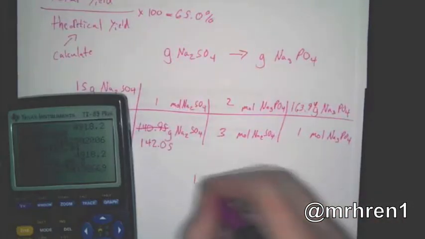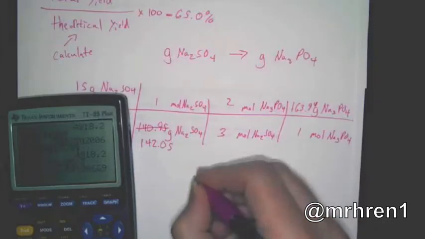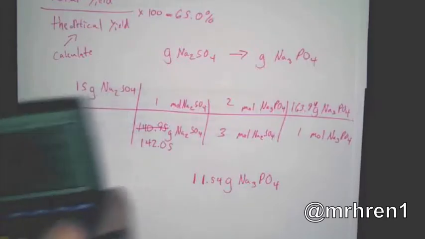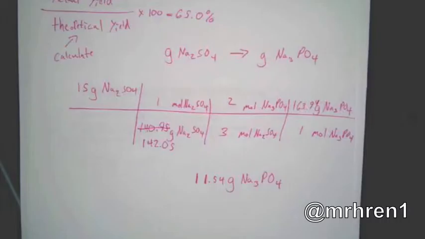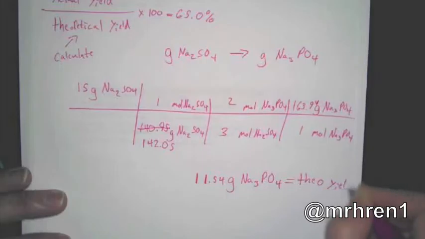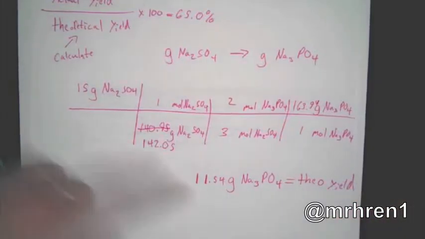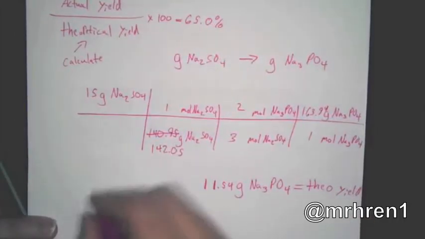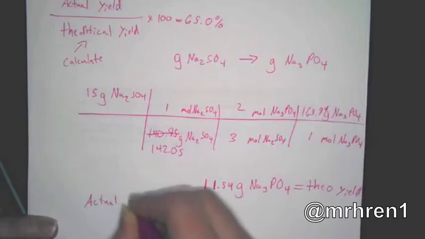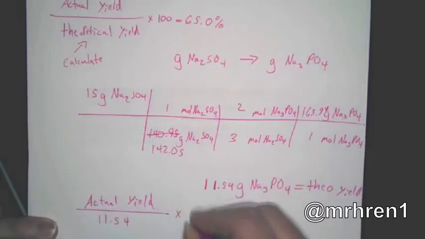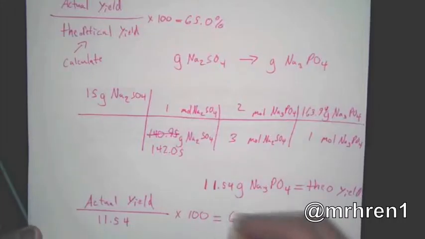So your theoretical yield should be 11.54. So this is your theoretical yield. Now you take it and you plug it in here. You solve for your actual yield then, okay? So we are solving for our actual yield. We have now calculated that our theoretical yield is 11.54. We know we are multiplying by 100. That will equal 65%.